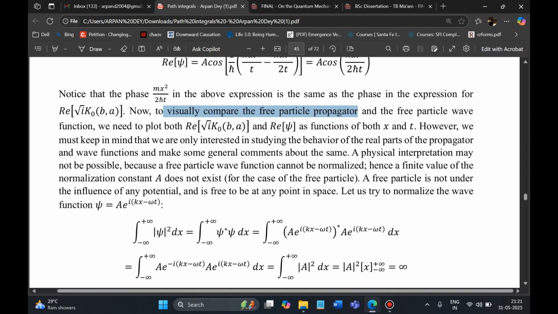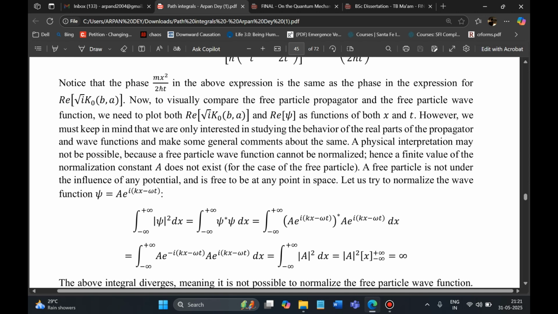Now to visually compare the free particle propagator and the free particle wave function, we will be plotting the real parts of both the wave function and the propagator as functions of both position and time. However, here's the catch. That's why I said it's a bad decision to choose the free particle, even though we did it for simplicity. We must keep in mind that we are only interested in studying the behavior of the real parts of propagator and wave function and making some general comments about the same. A physical interpretation may not be possible.